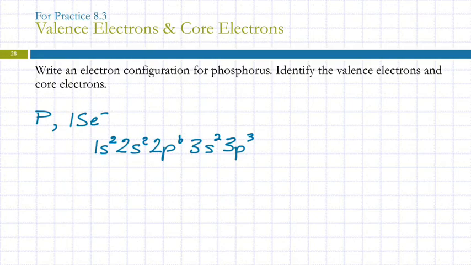So to identify the valence electrons, we're going to look at these principal quantum numbers, 1, 2, and 3, and ask ourselves, well, what's the highest number that's listed there? 3, right? So all of the electrons that are in 3 anything are valence electrons. So the valence electrons are the 3s2 and the 3p3. So those are the valence electrons.